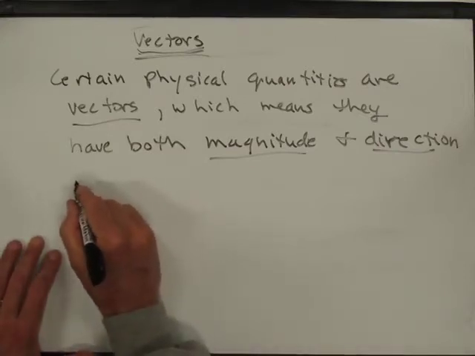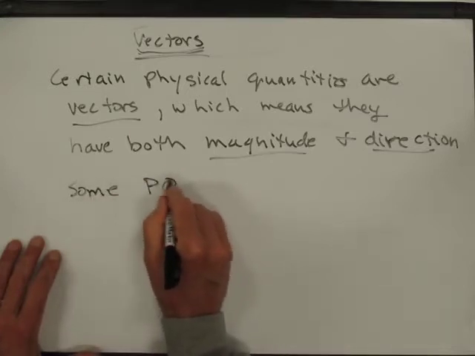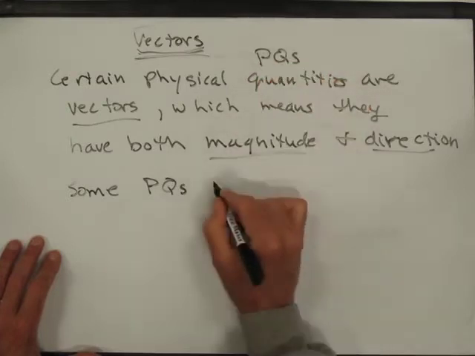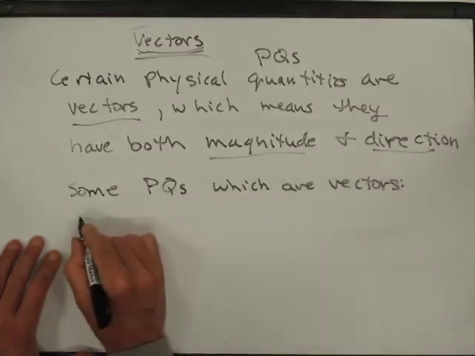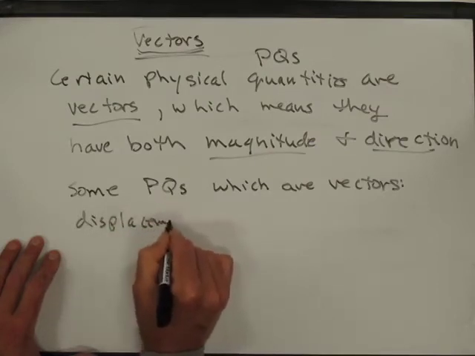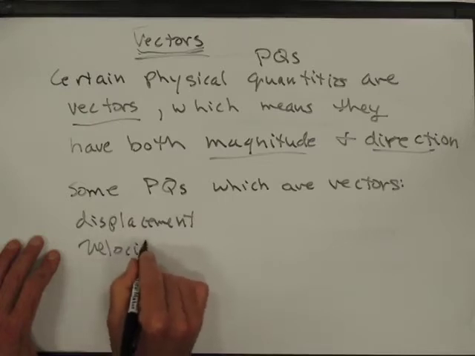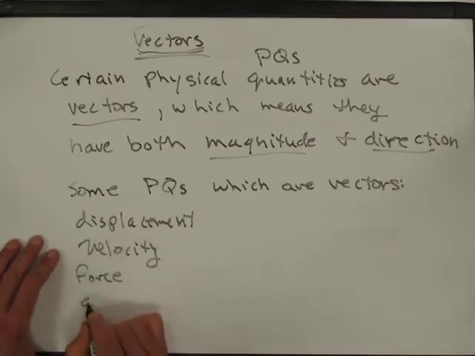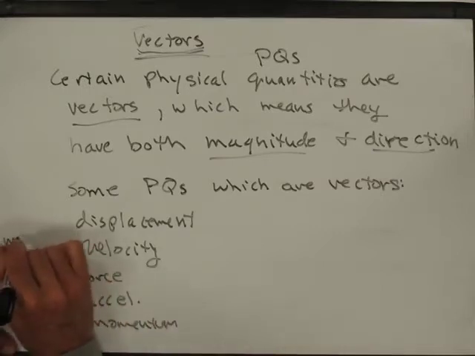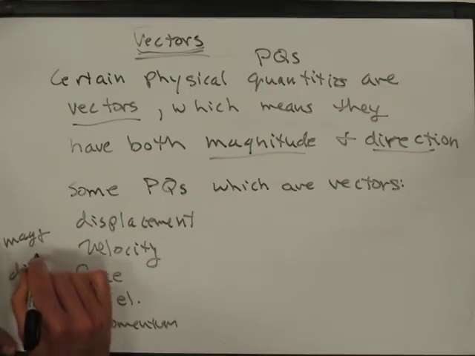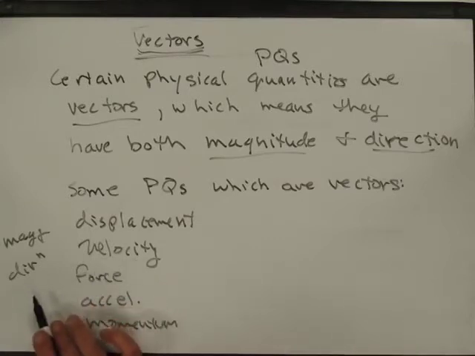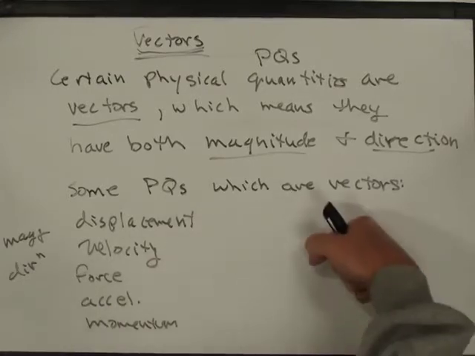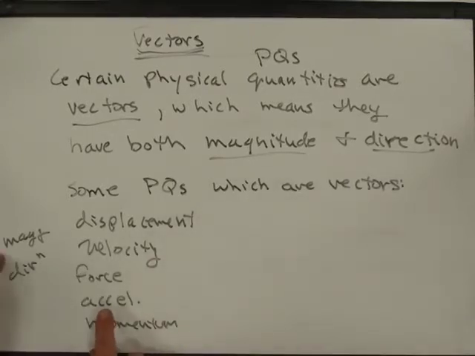And so some physical quantities, I'll put PQs up here, which are vectors. This would be displacement, velocity, force, acceleration, momentum. Again, they have a magnitude, which is their value, and direction. For a velocity, the magnitude would be 30 meters per second. The direction would be east. For a force, it would be 15 pounds downward. If I'm pushing down, 15 pounds downward. So the magnitude would be 15 pounds. The direction would be downward.